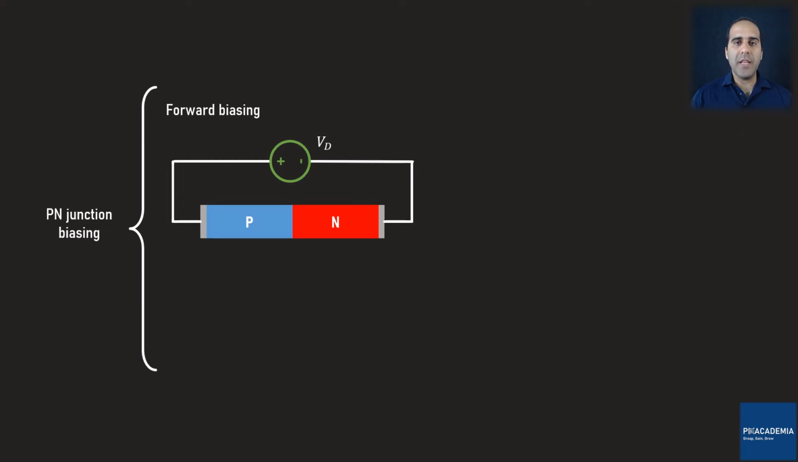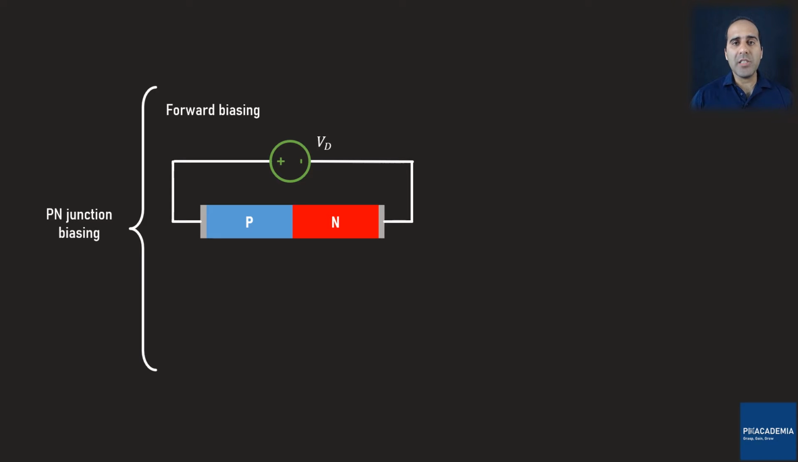In the previous lecture, I discussed the equilibrium built-in voltage of a PN junction. In this lecture, I'm going to discuss the forward biasing of a PN junction. There are only two ways you can bias or drive a PN junction. The first one is the forward biasing. In this biasing, the positive terminal of the external voltage source is connected to the P semiconductor and the negative terminal of the voltage source to the N semiconductor.